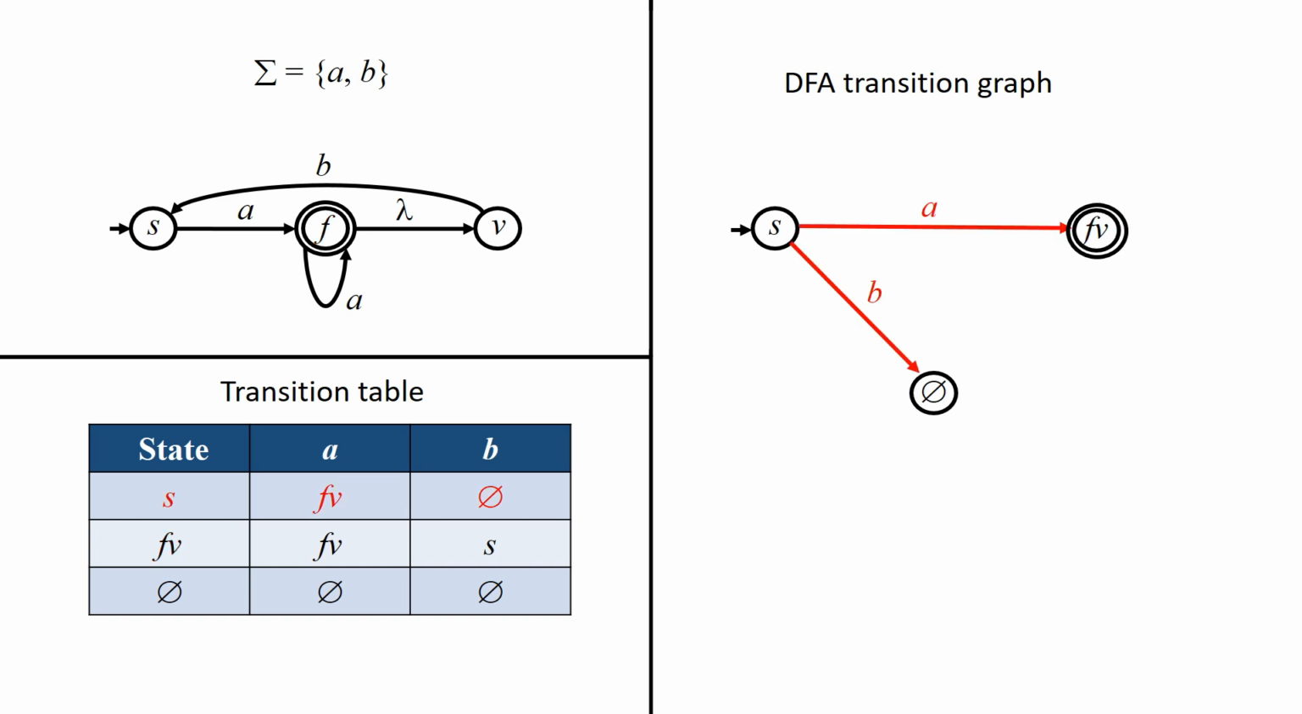Now, from the state S, with the symbol A, it goes to the state FV. From S, with the symbol B, it goes to the state empty set. Next, from the state FV, with the symbol A, it goes with a loop back to the state FV. From the state FV, with the symbol B, it goes to the state S. Finally, from the state empty set, it goes with a loop labeled A, B, back to the state empty set. So this is the final transition graph and it is deterministic.